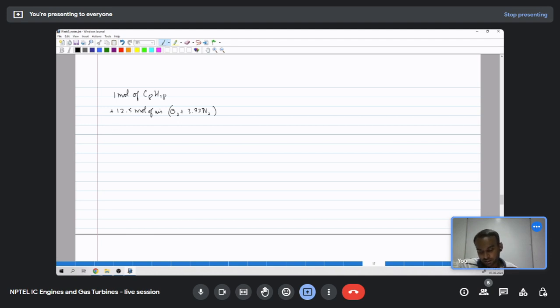So these are in molar basis. When we have air-fuel ratio, we have mass of air by mass of fuel. So we need to convert this molar basis to mass basis. So for fuel we have 1 mole, 1 into molecular weight of fuel, this much grams of fuel we have.